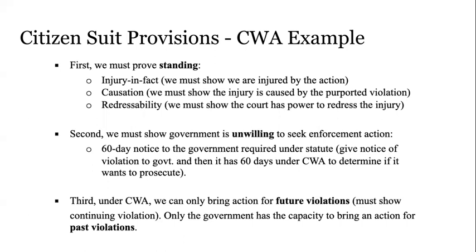And only the government under the Clean Water Act has the capacity to bring an action for past violations. So if the entity has cleaned up their act, pun intended, I guess, or unintended, and they no longer are committing violations of the Clean Water Act, then the citizen has no authority to bring forward a suit. Only government can bring forward that suit under the provisions of the Clean Water Act, where the court can act retroactively for past violations.